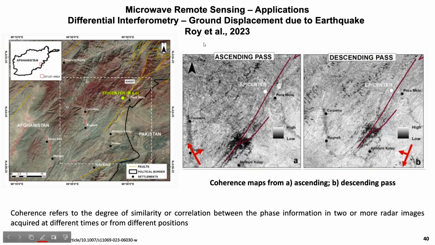So this is one of the case studies. It was done by the National Remote Sensing Center, a recently published paper. In Afghanistan, there was an earthquake, and this is the epicenter of the earthquake, and this is the entire area. This is the microwave remote sensing data during the ascending pass and descending pass. Which means the satellite is ascending towards the North Pole, and after the revisit period, it has a descending pass, and it has captured the same place.